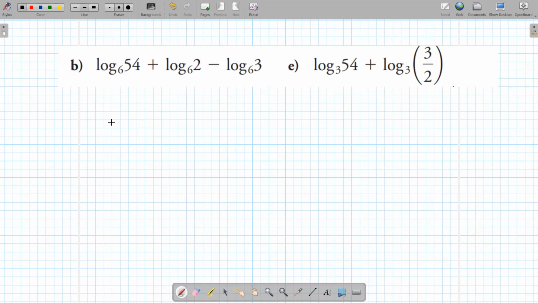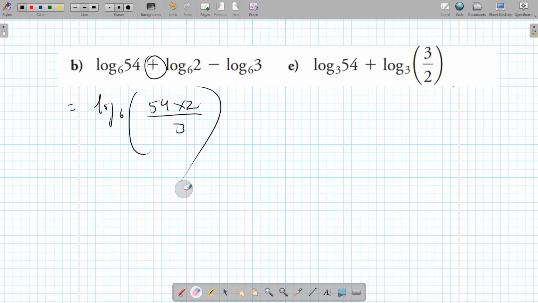Anyways, let's look at this. Very difficult looking thing, not at all difficult. Plus means we multiply as long as the bases are the same. Minus means divide as long as the bases are the same. Right? That is it. Now, 3 goes into this how many times? 18 times. So we have log base 6 of 36.